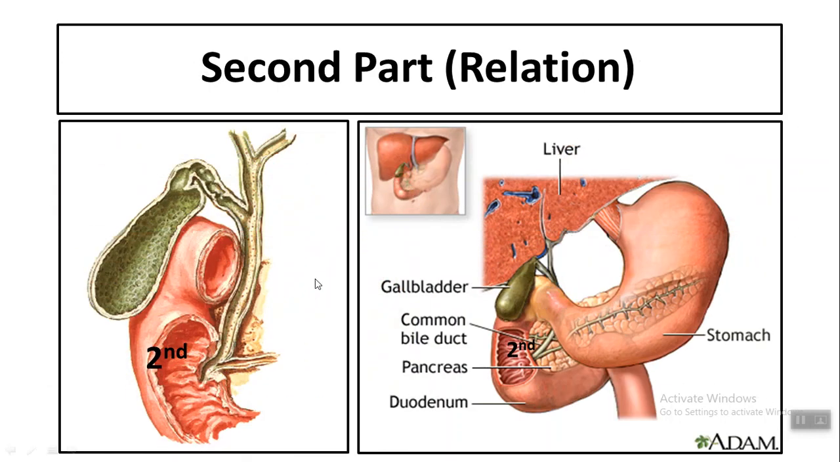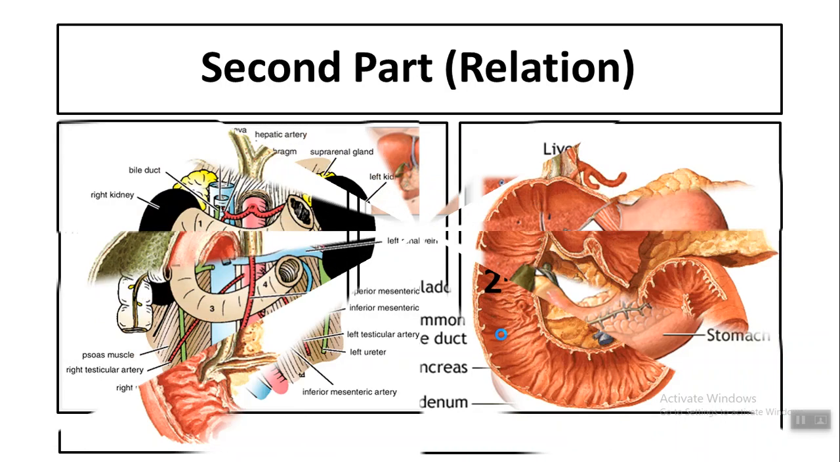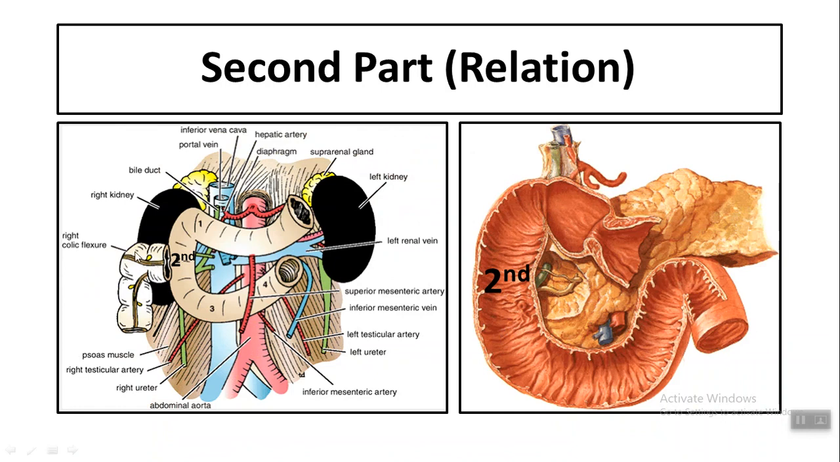The second part of the duodenum, or what we call the descending part of the duodenum, we can see that it is related anteriorly to the fundus of the gallbladder. This is the fundus of the gallbladder related to the second part. Also, the right lobe of the liver is related to the second part of the duodenum anteriorly. Laterally, here we can see it is related to the ascending colon and the right colic flexure.